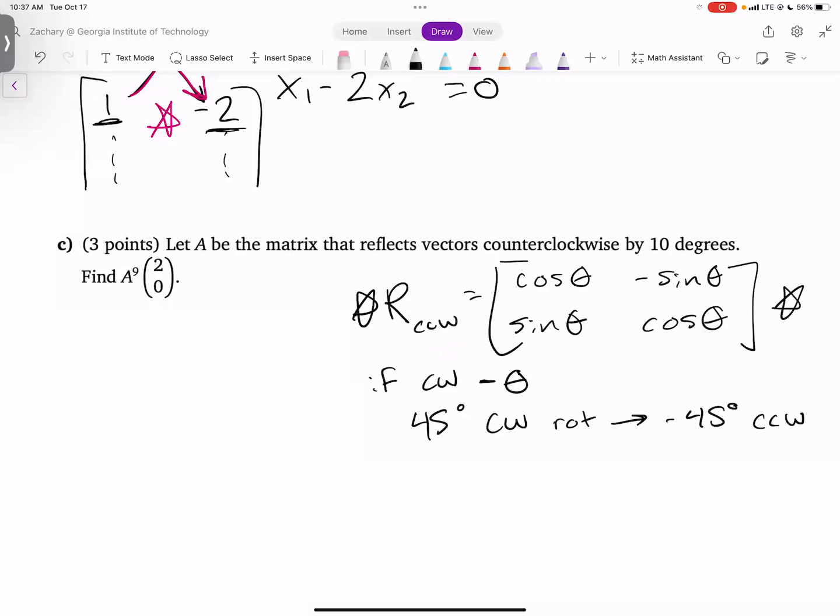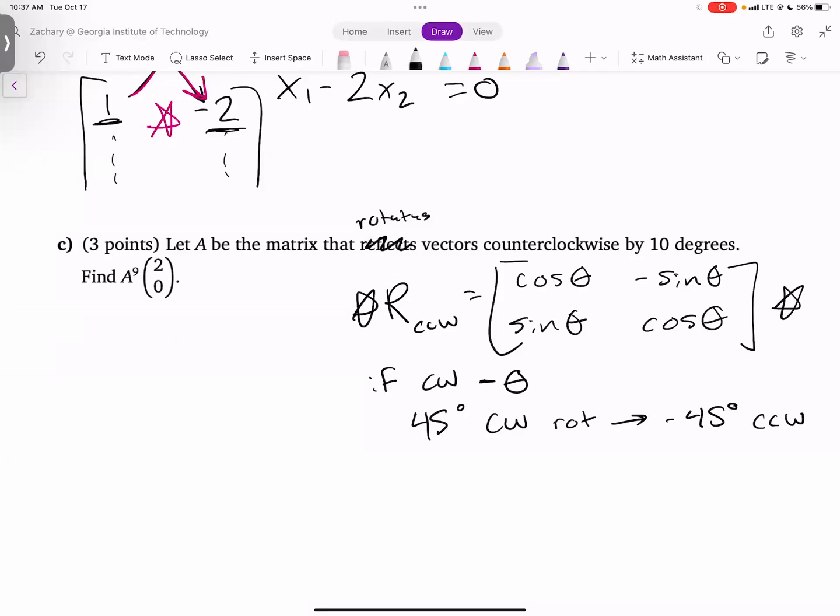So this one is talking about, it's a typo. Let A be the matrix that rotates vectors counterclockwise 10 degrees. Find A to the 9th times (2, 0). Okay. So A to the 9th means we're multiplying a rotation counterclockwise by 10 times a rotation counterclockwise by 10, and so on, which is a lot. That's 9 2x2 matrices to multiply out.